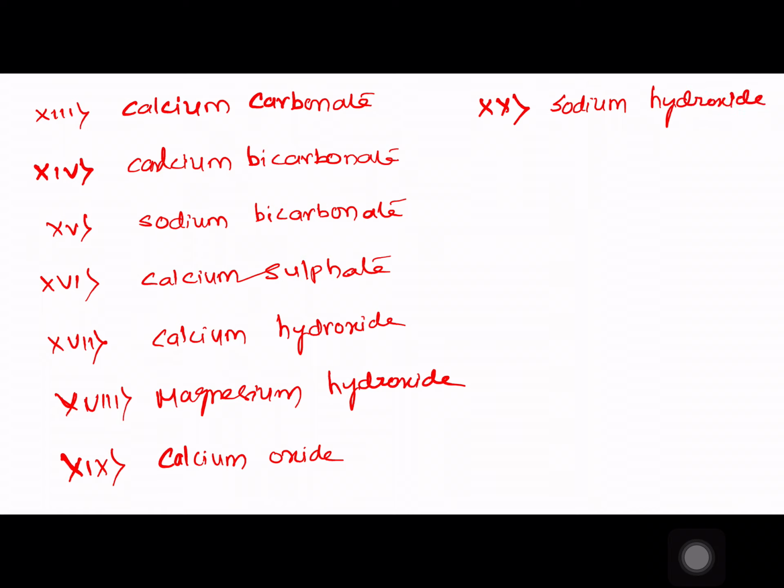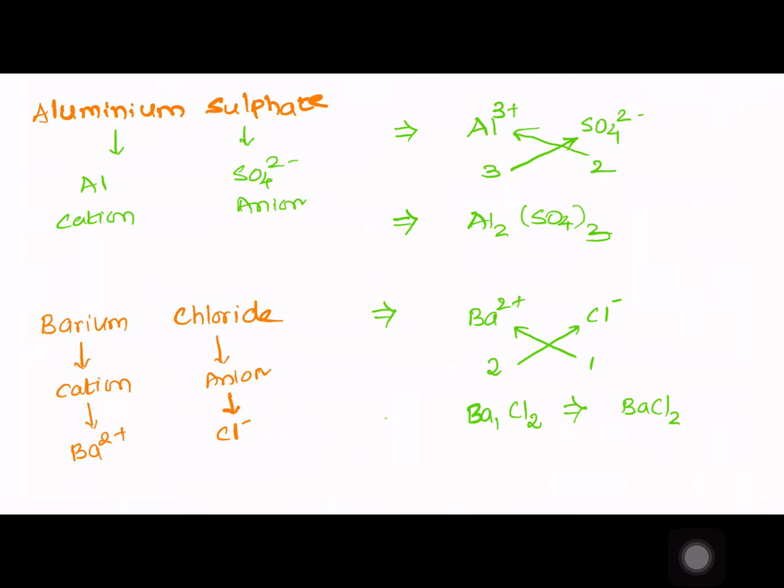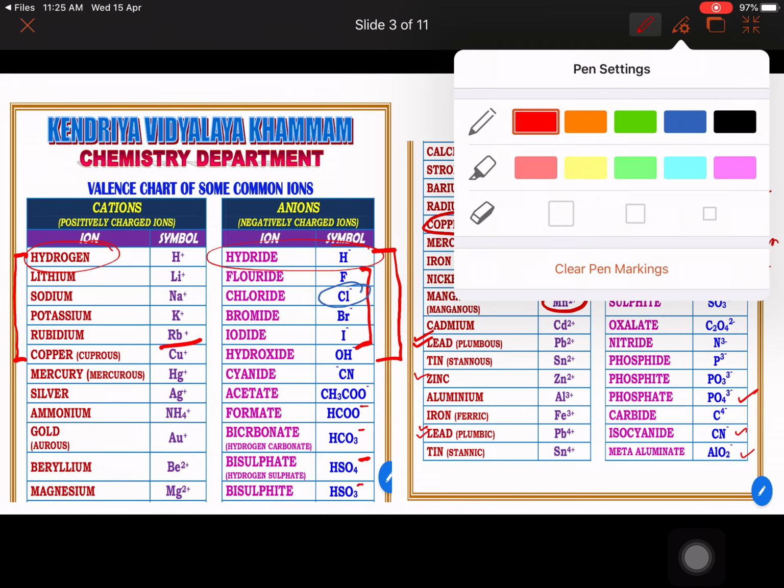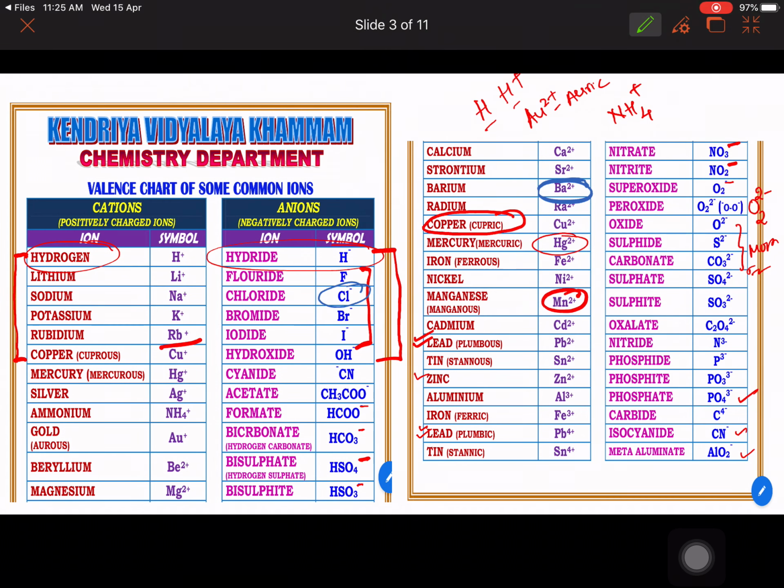Okay, try all these names at home. What you have to do is take this valence chart, and on a daily basis take at least 6 cations and 6 anions. When you take 6 cations and 6 anions daily, you can get so many salts, 6 into 6. So construct whatever salt you want to write.